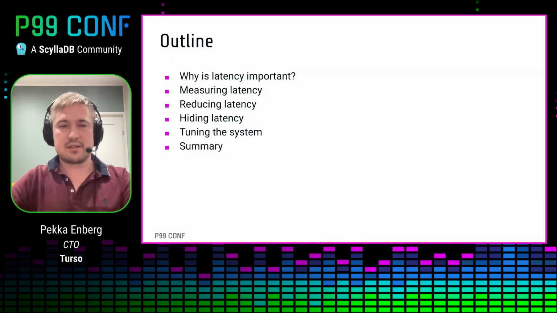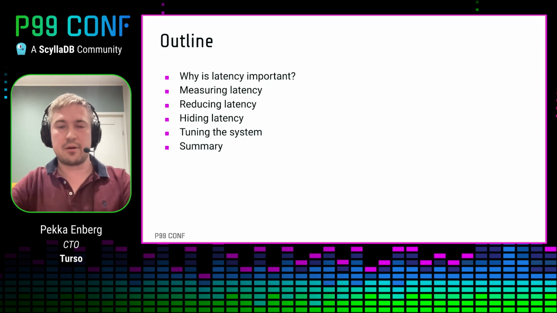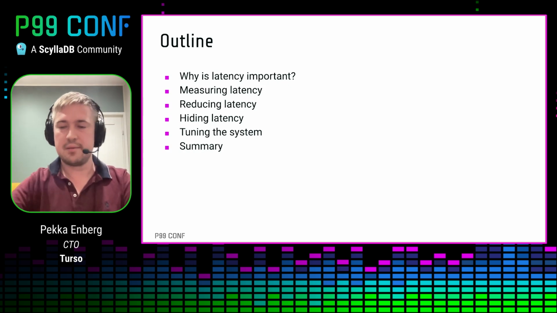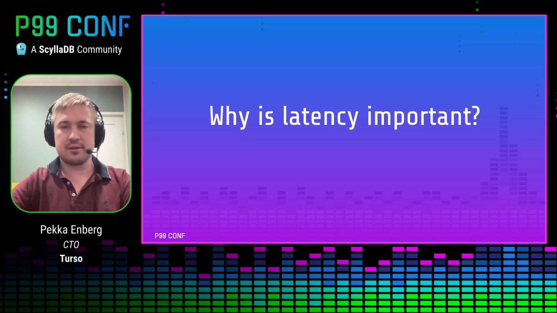The outline of this talk is, I'm first going to talk about why latency is important for this crowd. Probably I don't have to do a lot of selling, but I still think it's important to look at the fundamentals: why do we care? I'm then going to talk about how to measure latency properly, how to reduce latency, and in cases where you can't reduce latency, how to hide it, and a little bit about tuning the system. It's a big topic of its own, so we're going to briefly talk about it and then wrap up the talk.